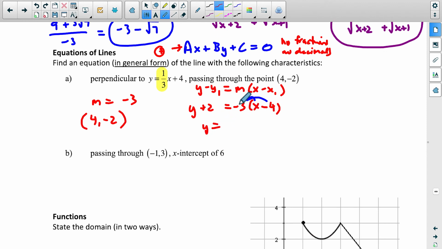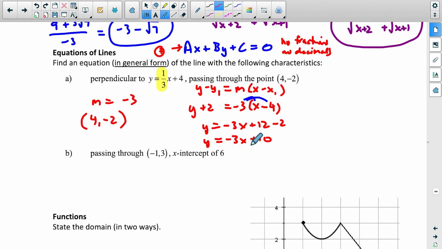So y equals negative 3 times x is negative 3x. Negative 3 times negative 4 is positive 12. And move the 2 over, it becomes negative 2. In other words, we have y equals negative 3x plus 10. Here's slope-intercept. I wish you could stop there, but because of our silly workbook, our textbook, we need it to be in general form. Well, we're in luck.